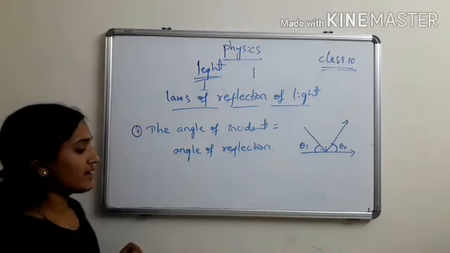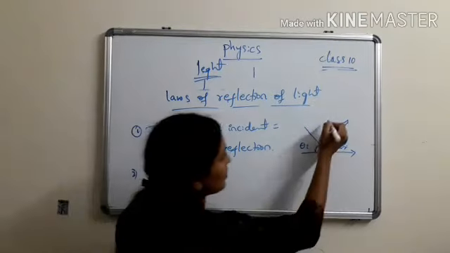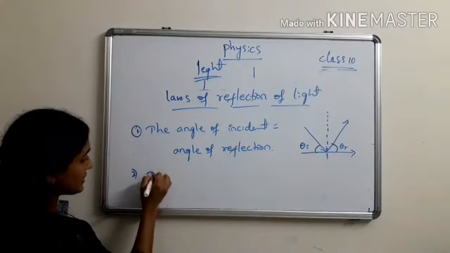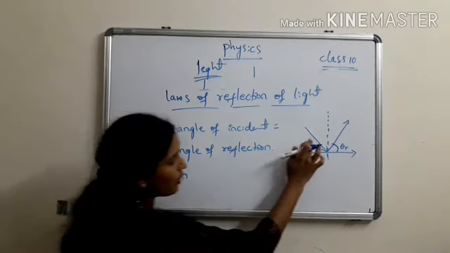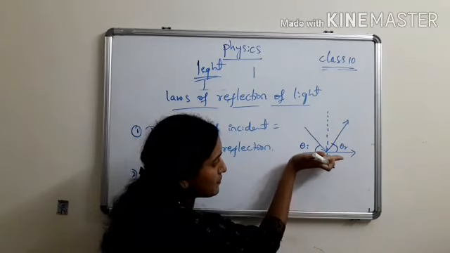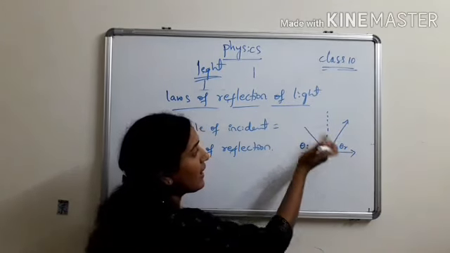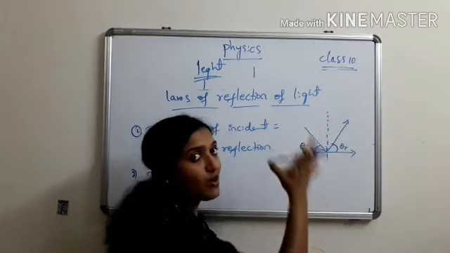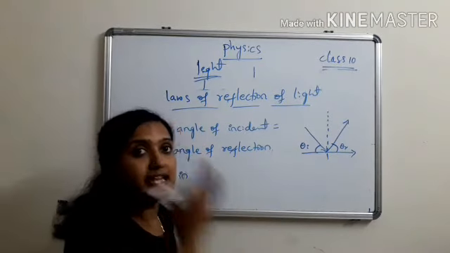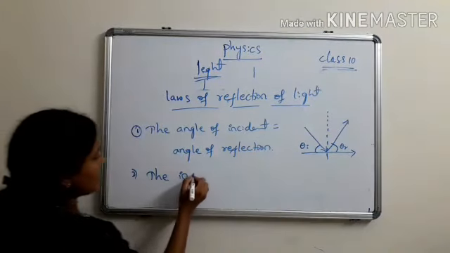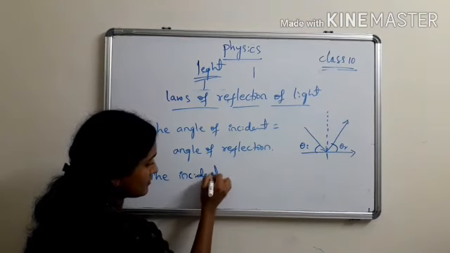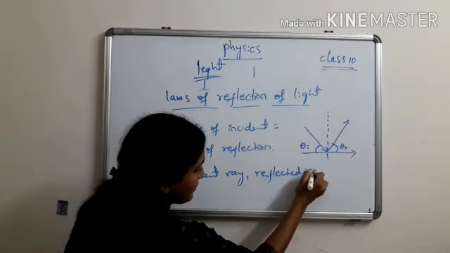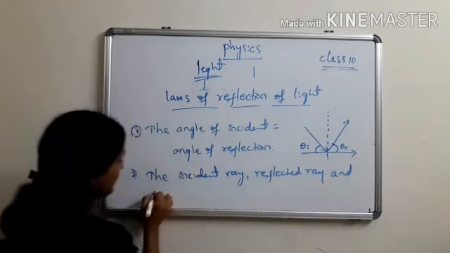Understood? Again, the second law: I told you about the normal ray. This one is the incident ray. Look here, all the three rays. This is the normal ray, perpendicular to the plane of the object, and then this incident ray and the reflected ray. All three rays lie on the same plane, in the same medium: the incident ray, reflected ray and normal ray.